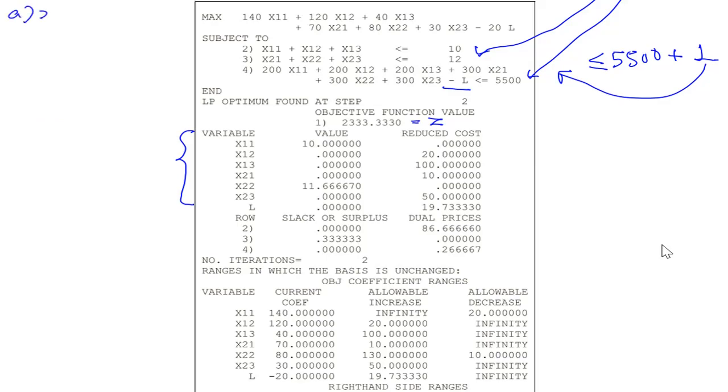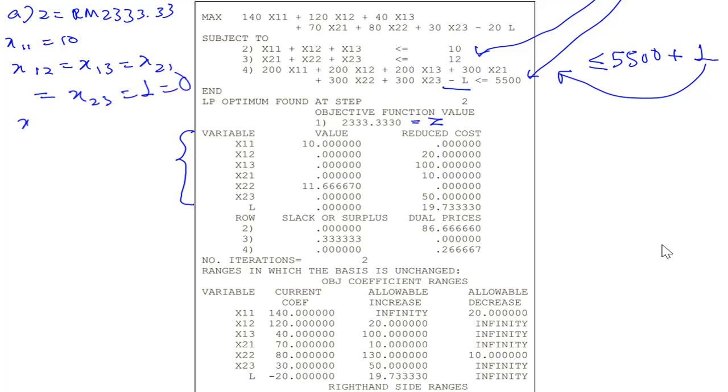Part A, Z equals to RM 2,000 and 333, okay, X11 equals to 10, and then we have NBV X12, X13, X21, X23, and L equals to 0. Then we have X22 equals to 11.67.